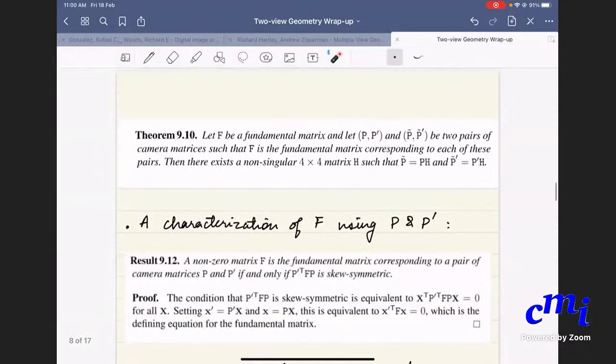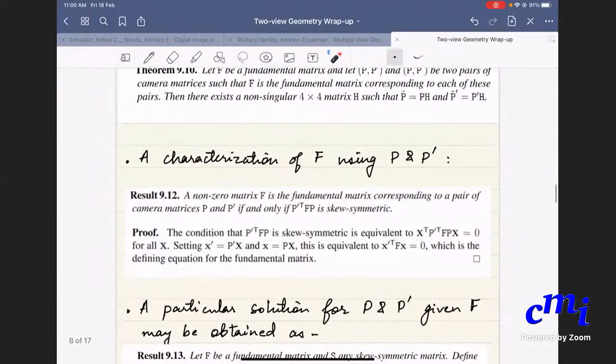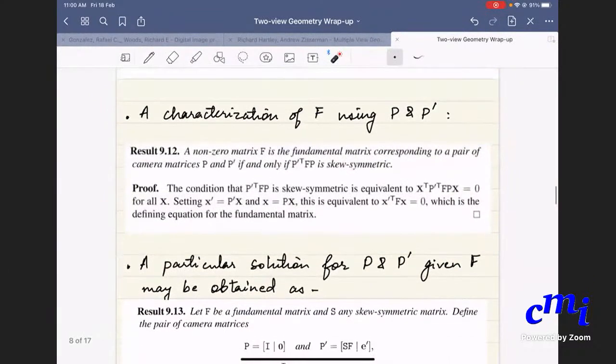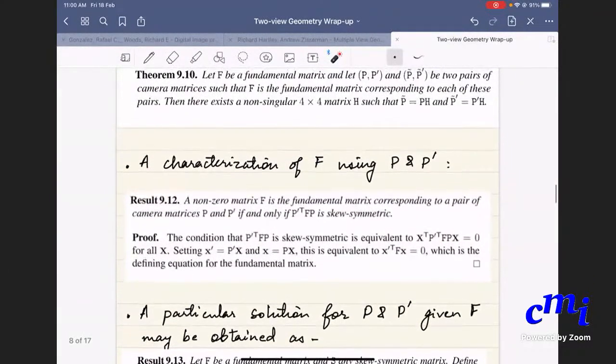Now, to get a stronger handle on P and P prime, what we would like to do now is this. We know that if we are given F, we cannot completely determine P and P prime. But then how do we solve the problem? The next thing to do is to see if you are given F and some additional information about one of the camera matrices, then can you determine this?